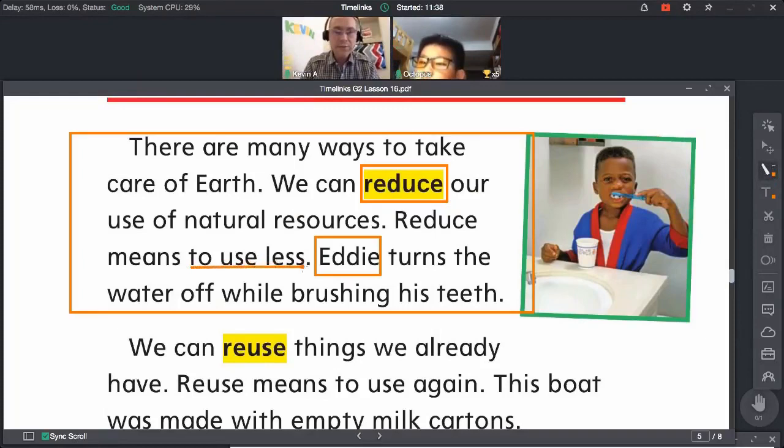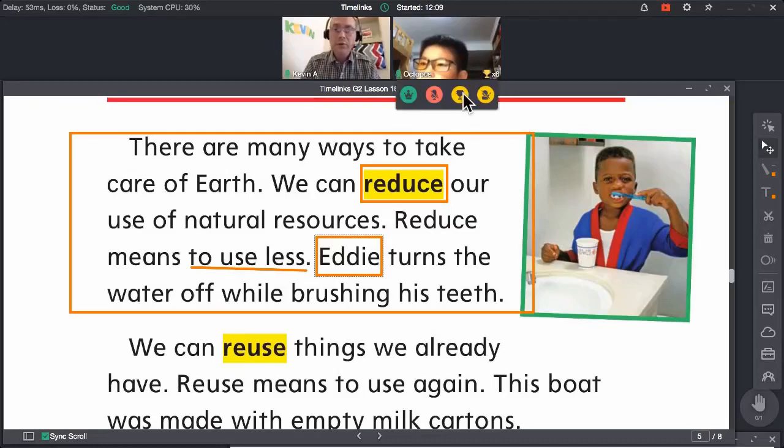So here's a picture of Eddie. That's how you spell his name, right here, Eddie. And what is Eddie doing in the picture? He is brushing his teeth. Yeah. And how can he reduce how much water he uses when he brushes his teeth? What can he do? He can close the water. That's right. Turn the water off. Very good.